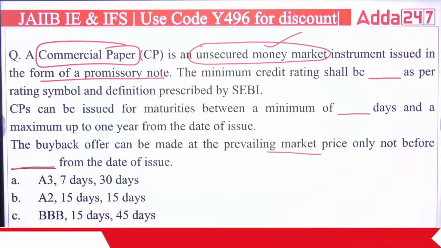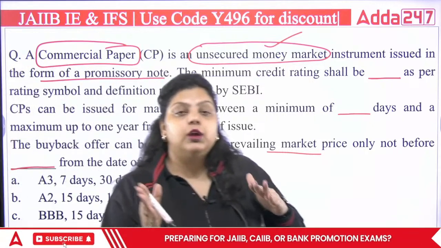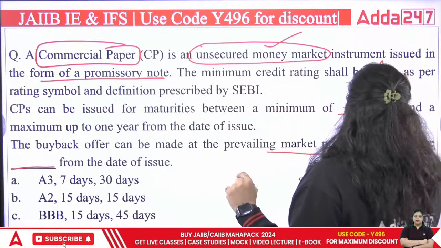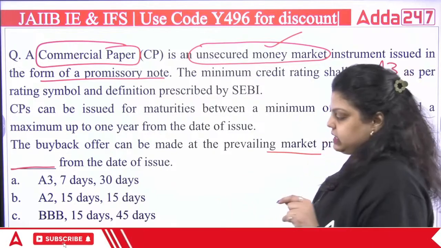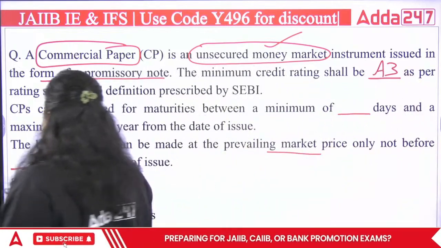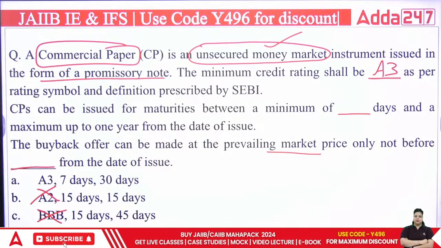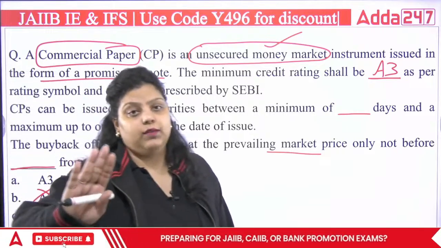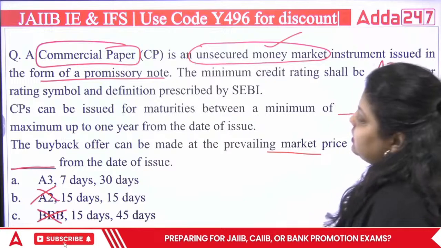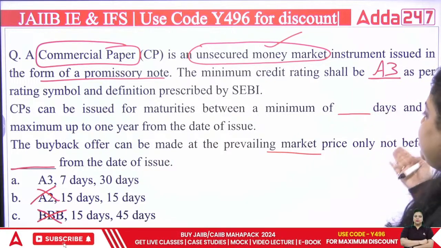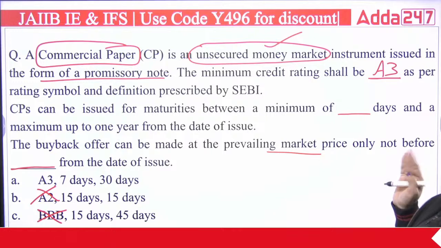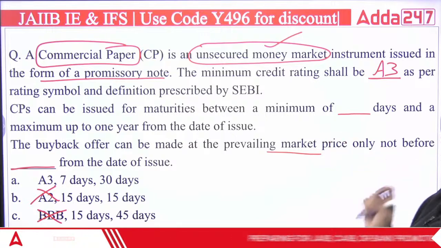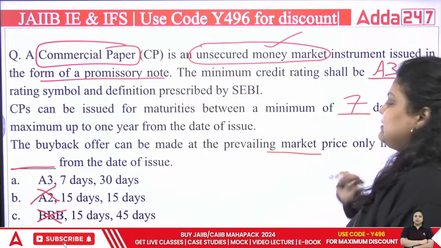So first of all, if you know the credit rating: what should be the credit rating of those corporates who are allowed to issue the commercial paper? Their credit rating is actually A3. It means you can eliminate the B option and C option, because option number 4 is talking about none of the above. It means for all the fill-in-the-blanks you have to remember the answers to find the right option. The second is saying the maturity is between a minimum of dash days and a maximum up to 1 year. Commercial paper and certificate of deposit both have a minimum of 7 days duration and a maximum of 364 days. So here it will be 7 days.